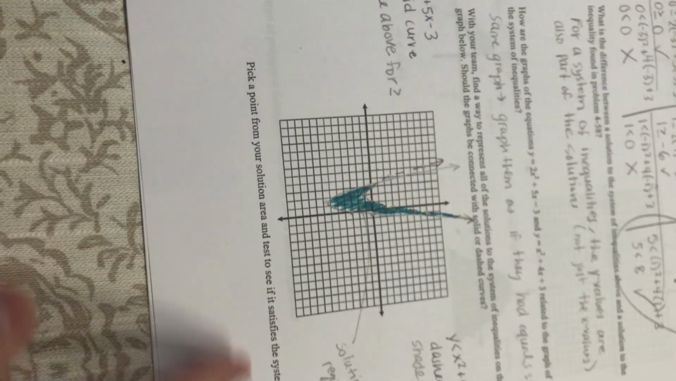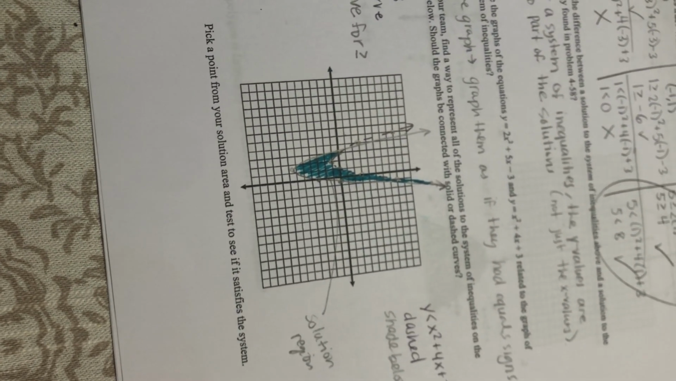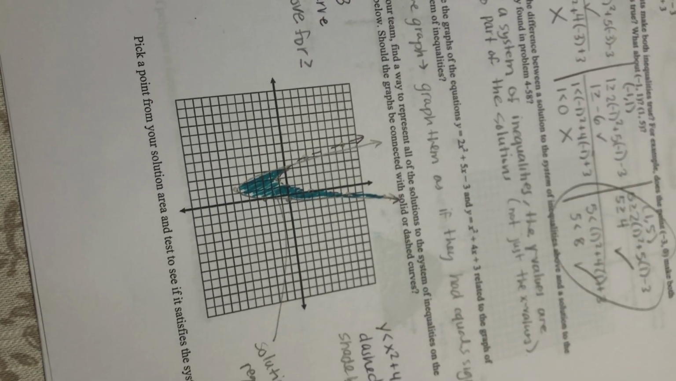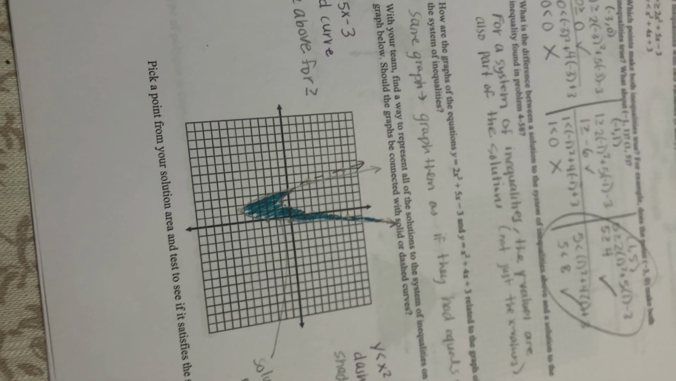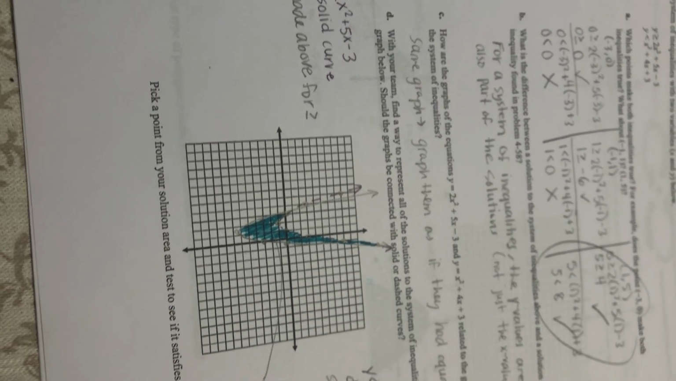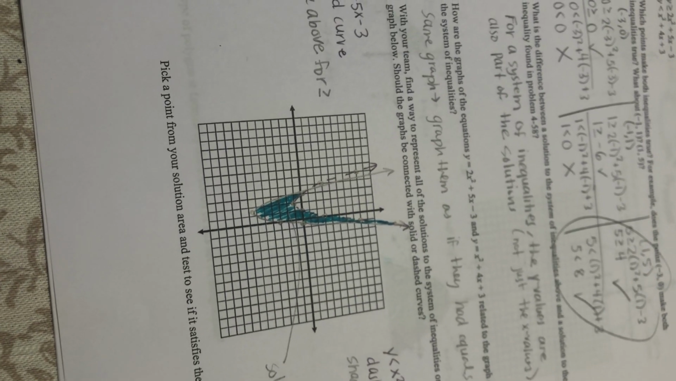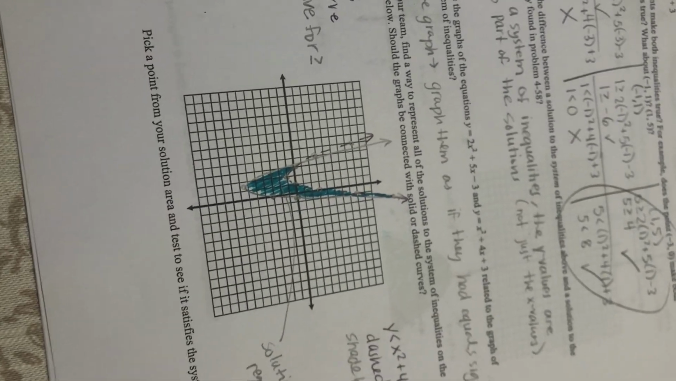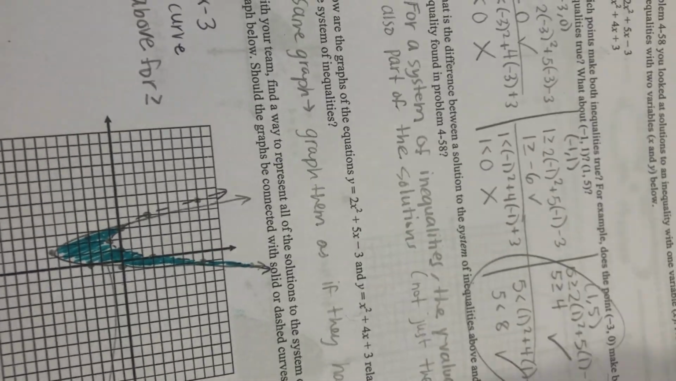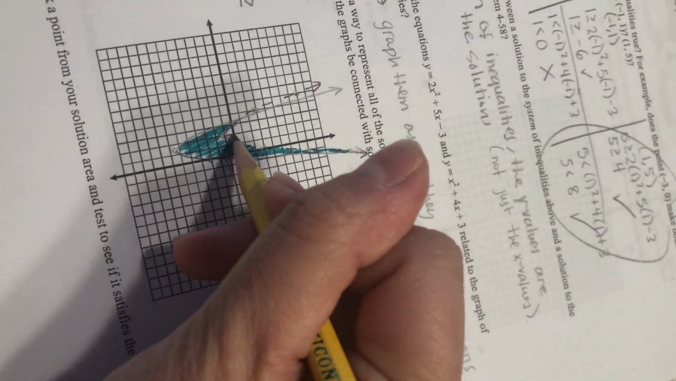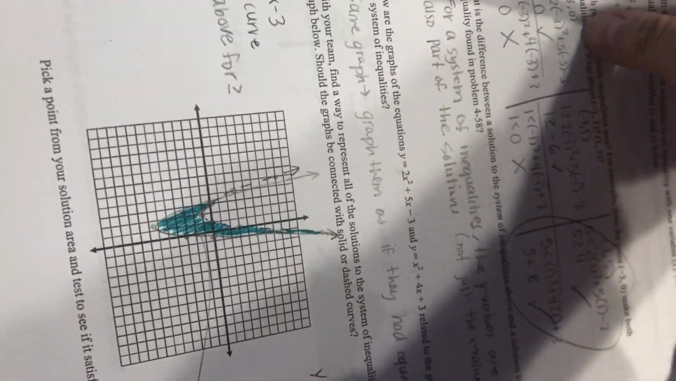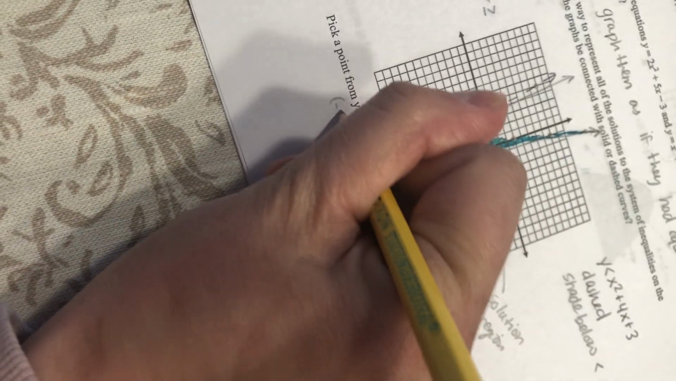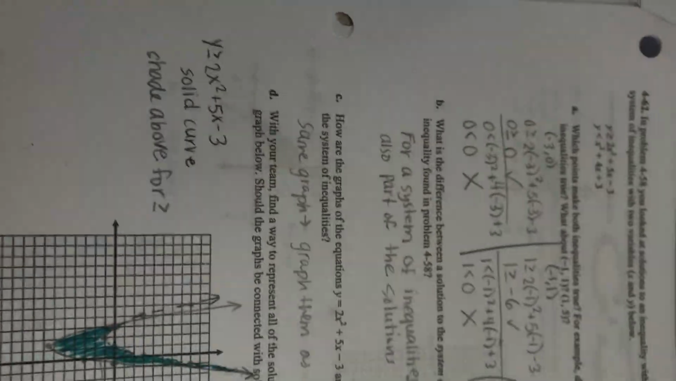Your last part is to just pick a point from your solution area and test to see if it satisfies the system. So again, if your graphs and your shading were not entirely accurate, you just have to be careful because you might pick something that wasn't supposed to be in the shaded area. I'm just going to pick something that looks like it's in the middle, maybe -2, -3. It's really in there, so I feel like that'll work. So let's plug in -2, -3, and exactly like what we did in letter A, it should work for both.